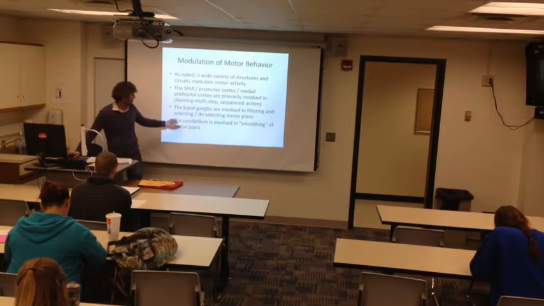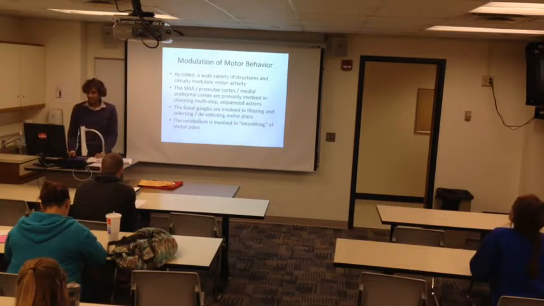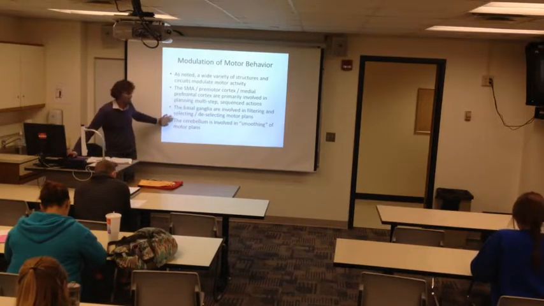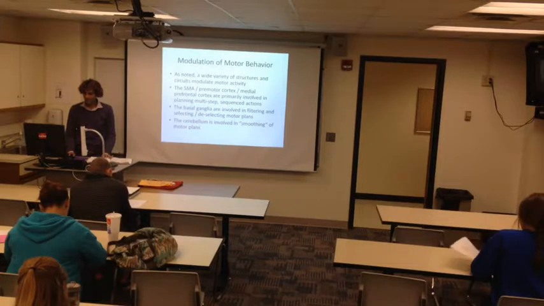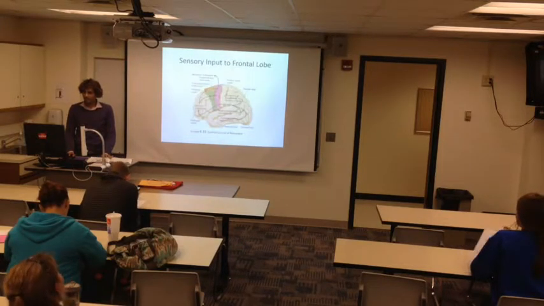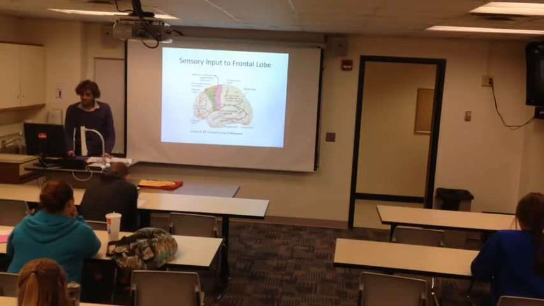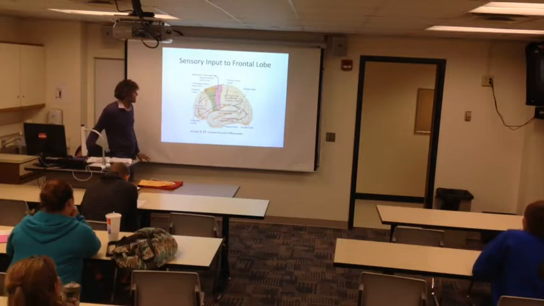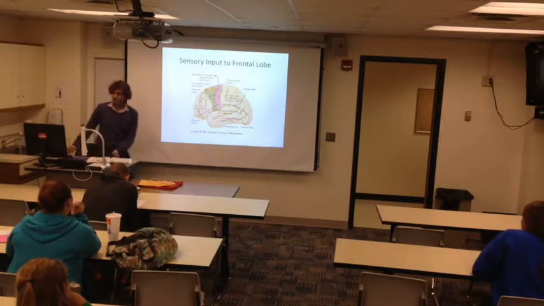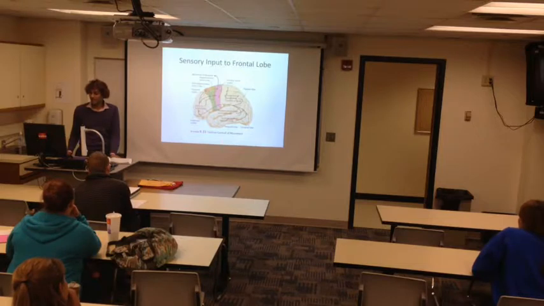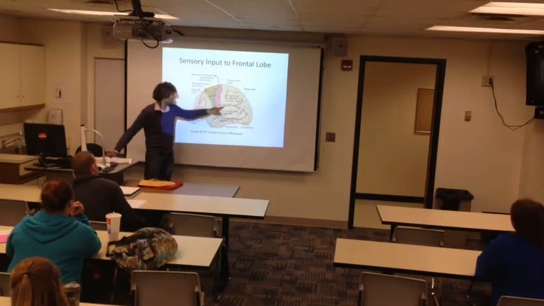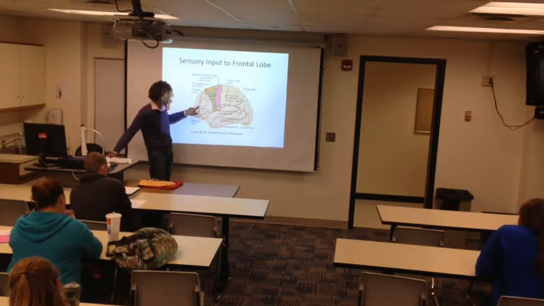So the cerebellum is involved in the smoothing of motor plans. Now let's take a closer look at each of these three kinds of modulations of motor behavior. First of all, as we're doing that, let me mention that in order to modulate motor behavior, you need some information, right? Like you need sensory information that tells you what to plan for.